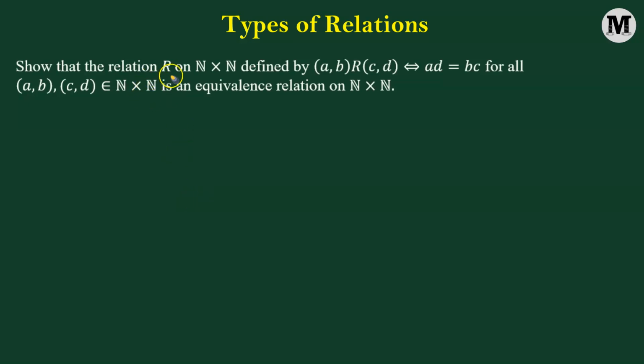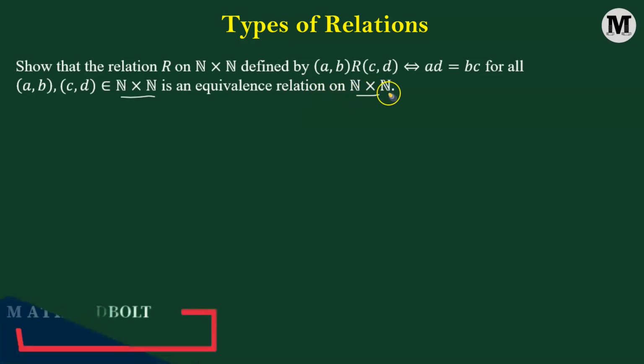Show that the relation R on the Cartesian product of the set of natural numbers with itself, which is defined by the ordered pair (A, B) is related to the ordered pair (C, D) if and only if A times D equals B times C for all ordered pairs (A, B) and (C, D) belonging to the Cartesian product of N with itself, is an equivalence relation on the Cartesian product of N with itself.